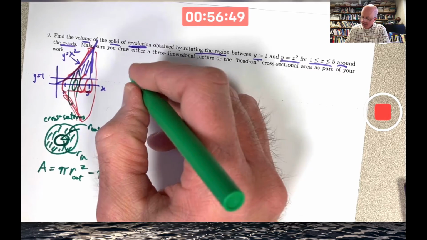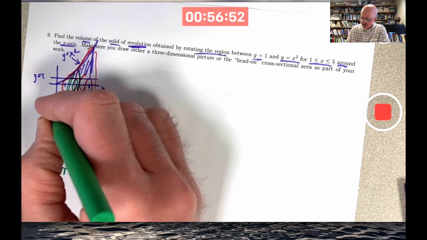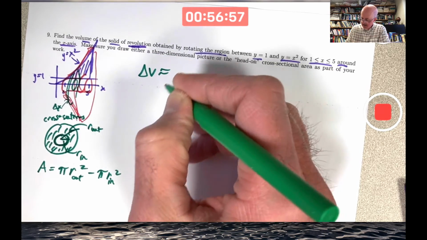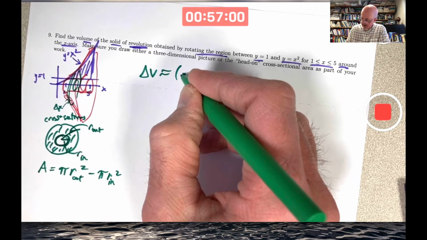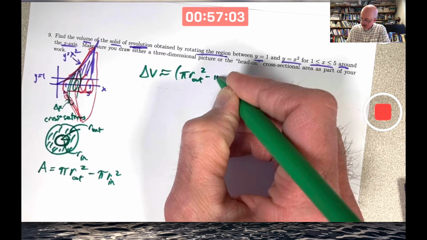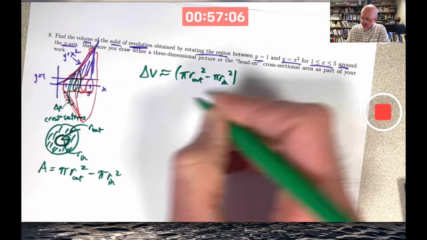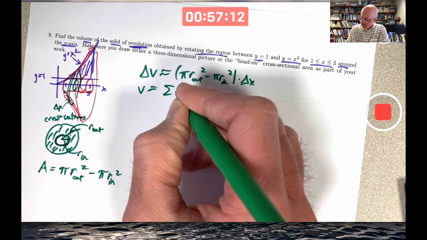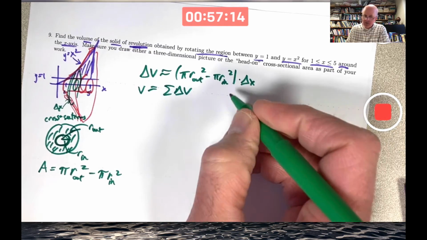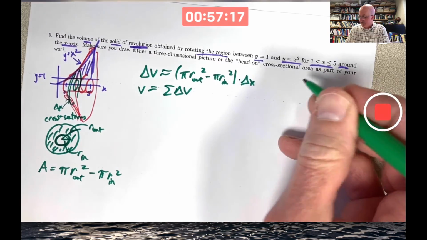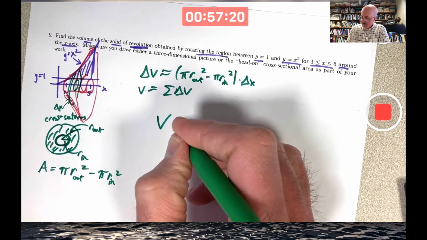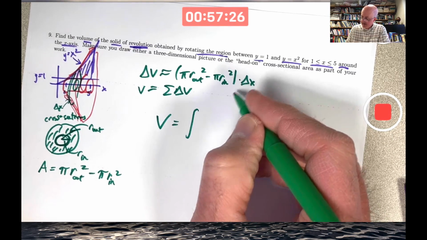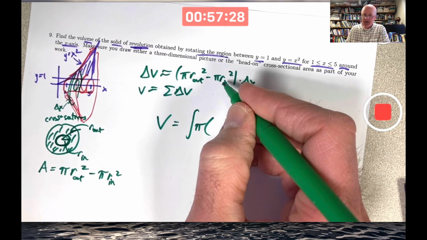If you wanted to think in terms of Riemann sums, we've got this thin washer there with a certain width, delta x. You could write delta v as approximately pi r out squared minus pi r in squared. That's the cross-sectional area times the width delta x, and you could say v is approximately the sum of those things. And as you let delta x go to 0, you're going to get an integral. We could also think in terms of infinitesimals. In the end, you're going to get the volume to be the integral of this kind of thing. I can bring the pi out, where r out and r in depend on x.